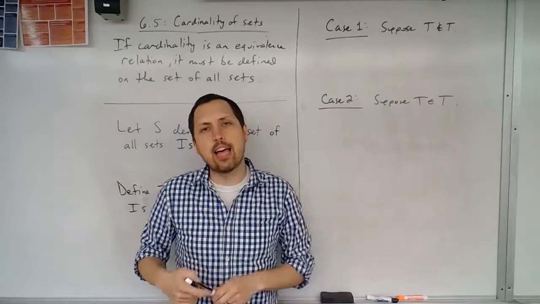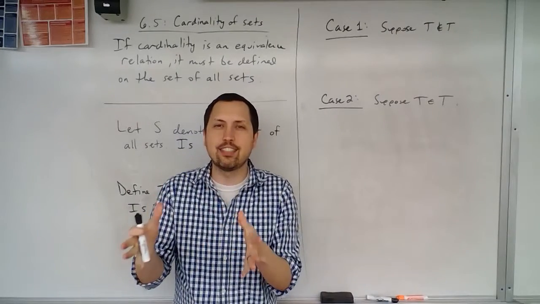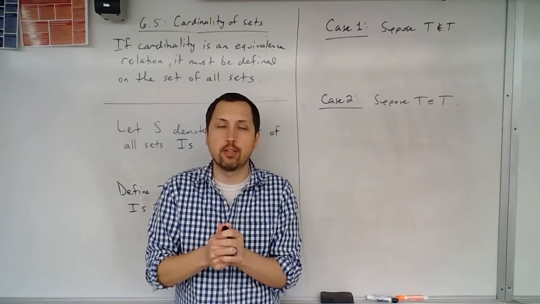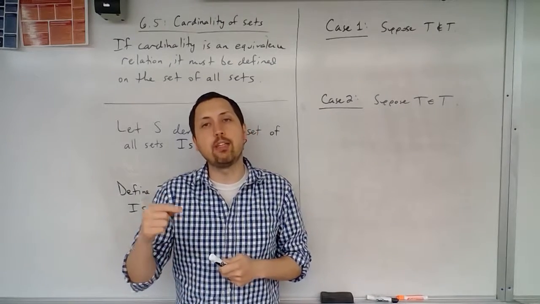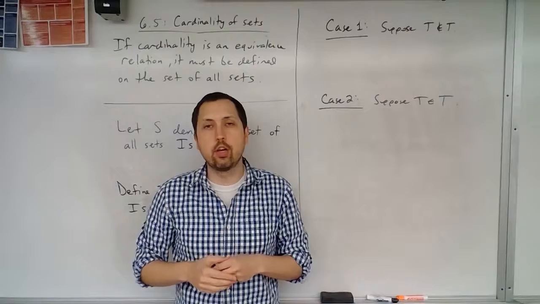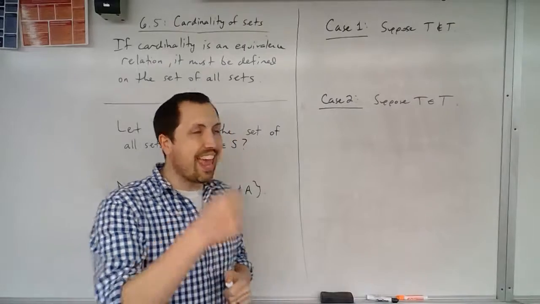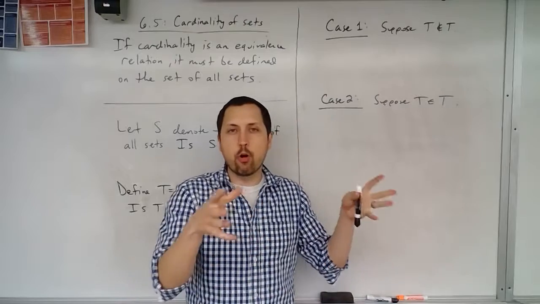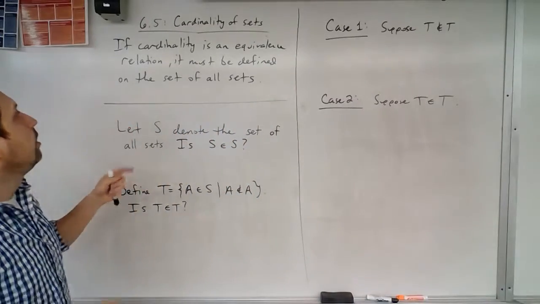So at the end of the last video, we were talking about the idea of cardinality of sets. How big are these? What is the size of these? And we asked, is cardinality an equivalence relation? So is it reflexive, symmetric, transitive? And if it is, then it has to be defined on a set. If you go back to what we talked about with equivalence relations, or just any relation, it's always defined on a set. So we said that would be the set of all sets. Basically, form a collection of all of the possible sets, and that would be the set that we're working with.